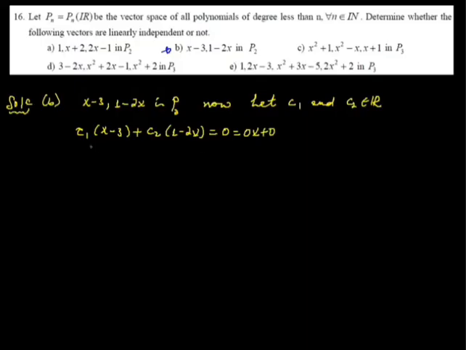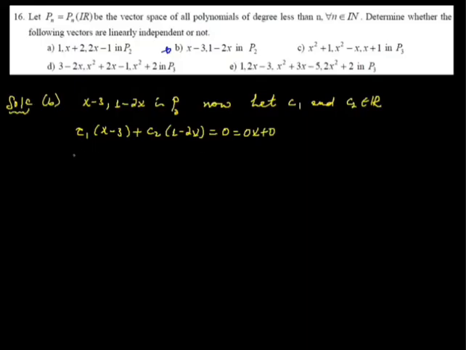Now let c1 and c2 be elements of the real numbers. Then we will see their values. So the linear combination of these polynomials is c1 times x minus 3 plus c2 times 1 minus 2x. Their linear combination must be 0, but this 0 can also be written as 0x plus 0 ብለን መጻፍ እንችላለን.